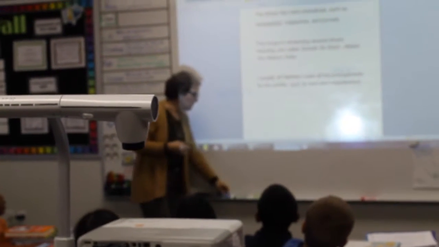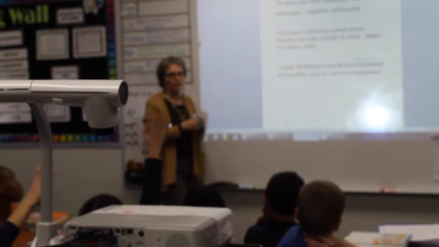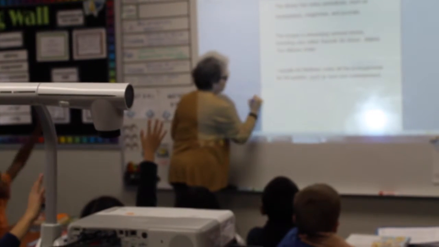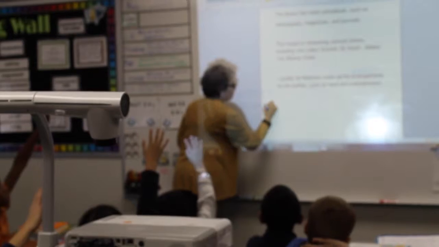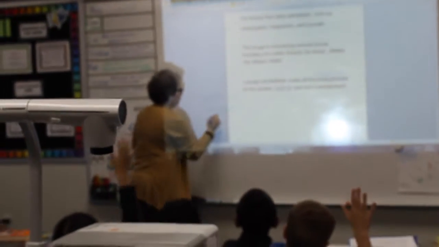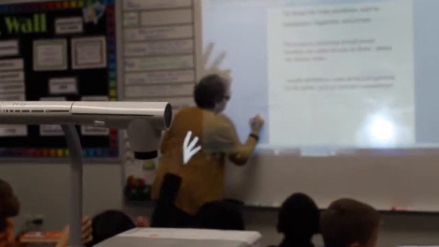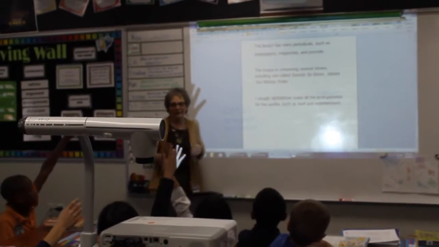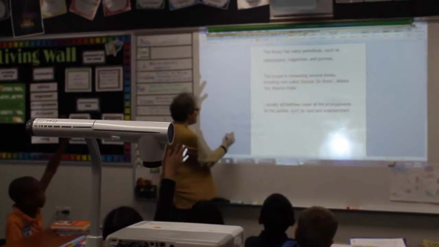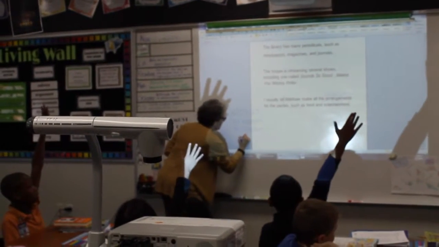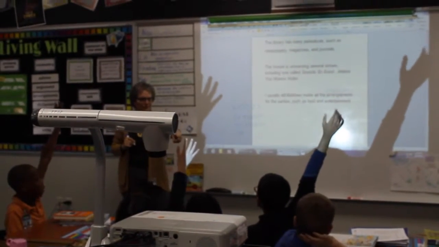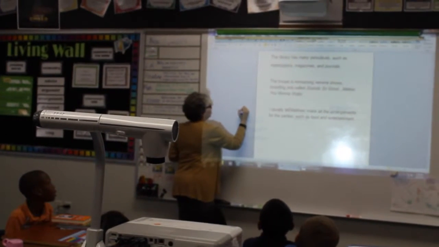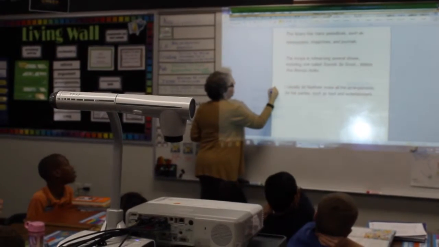All right, we've got such as. What's another clue that I can use? For example. Give me another one. For instance. And another one. Like. Did we catch them all? No. Including. Oh, including. Oh, yeah. How did I forget including?